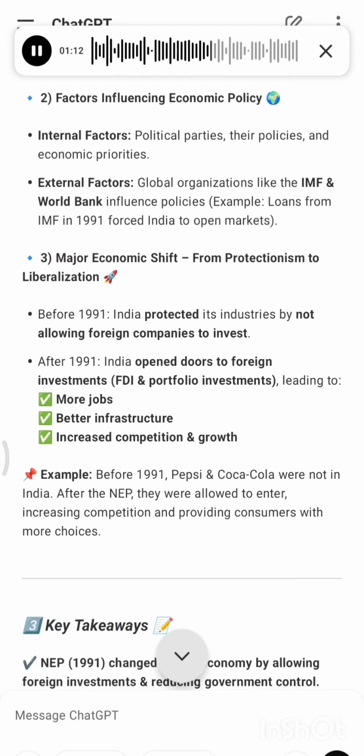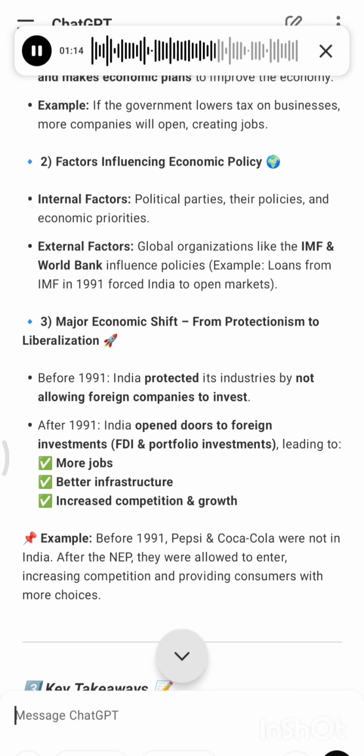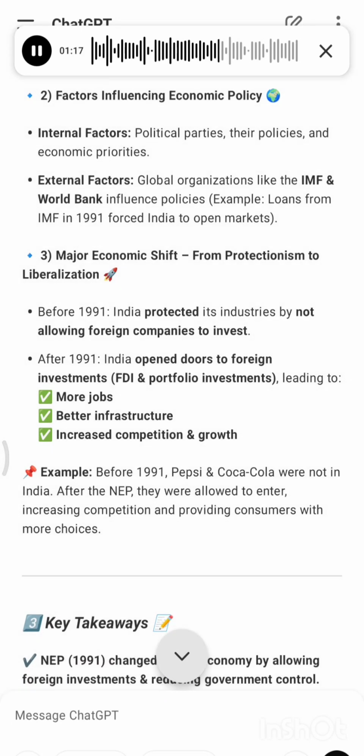3. Major economic shift from protectionism to liberalization. Before 1991, India protected its industries by not allowing foreign companies to invest. After 1991, India opened doors to foreign investments, FDI, and portfolio investments, leading to more jobs, better infrastructure, increased competition and growth. Example: before 1991, Pepsi and Coca-Cola were not in India. After the NEP, they were allowed to enter, increasing competition and providing consumers with more choices.